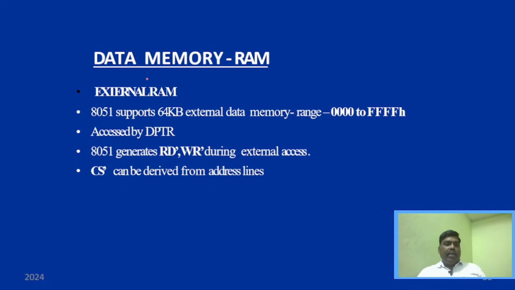And you can see here, we know that the RAM can also be extended up to 64 kilobytes, right? And the data range is from 0000 to FFFFH, right? This is the external 64 kilobyte RAM, which can be accessed using DPTR. We have seen this data pointer in the architecture, right? And 8051 also provides access to the external memory. That is, it provides read as well as write operations, and the control signals can also be derived from the address line, right?